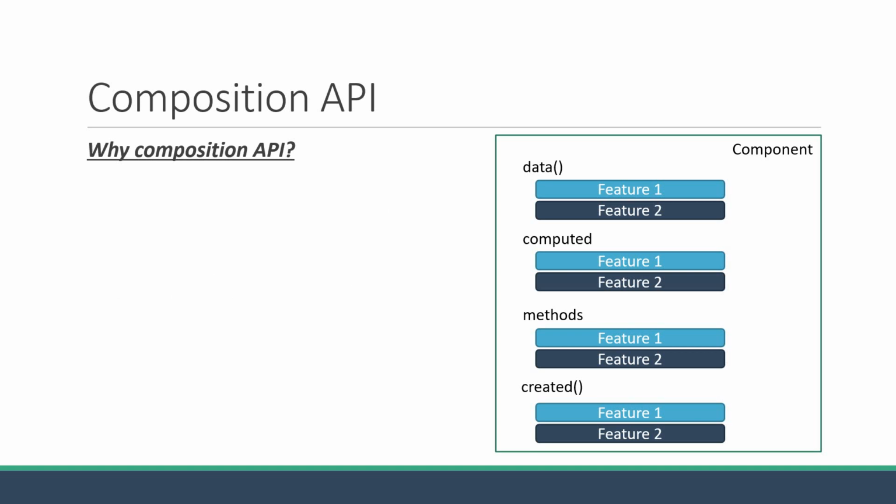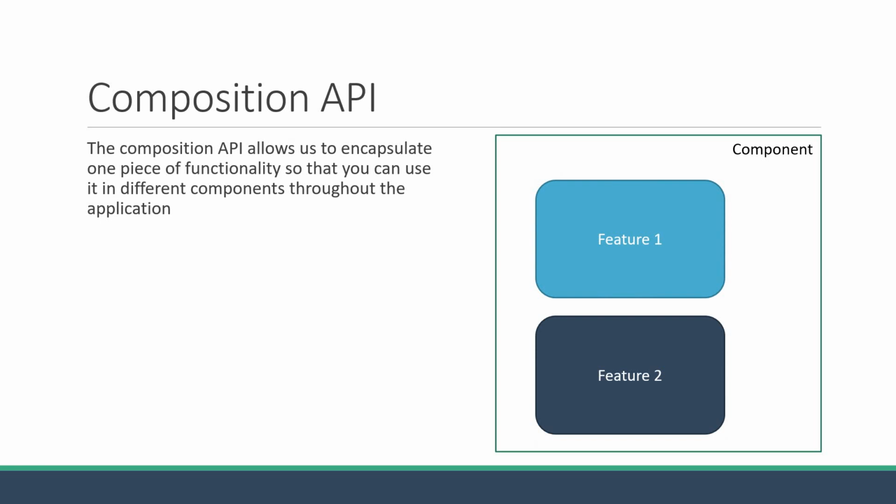The second reason, which is also because a feature is split up inside a component, is that reusing logic across components became difficult. In Vue 2, and thereby in Vue 3, we do have mixins for sharing logic across components, but they do have their drawbacks. So as an answer to these problems, the composition API was introduced in Vue 3. Addressing both the problems, we can say that the composition API allows us to encapsulate one piece of functionality so that you can use it in different components throughout the application.